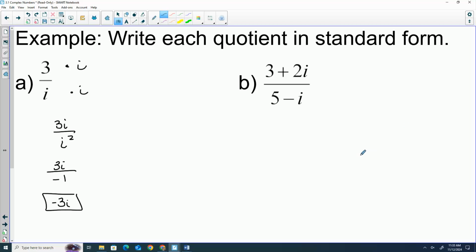We look at B. What would I need to do on this one?